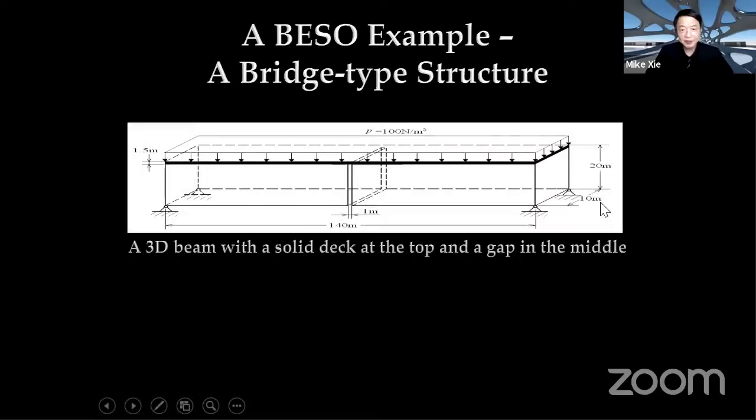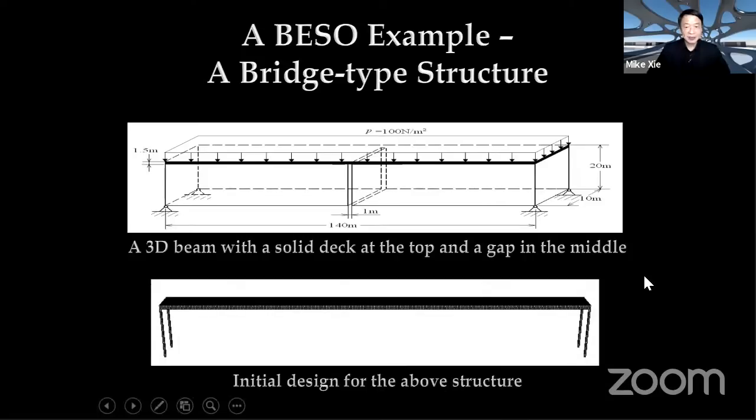So I show you a very simple example. Say, if we want to design a bridge type of structure, we fix the four bottom corners, put a uniformly distributed load on the top, and leave a gap in the middle. We want to know what would be the best shape for such given loading and boundary conditions.